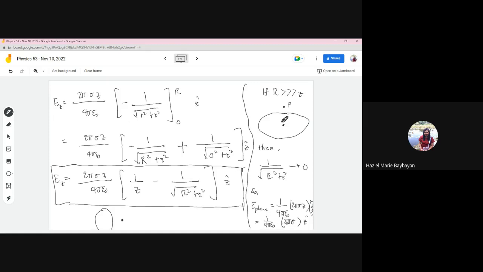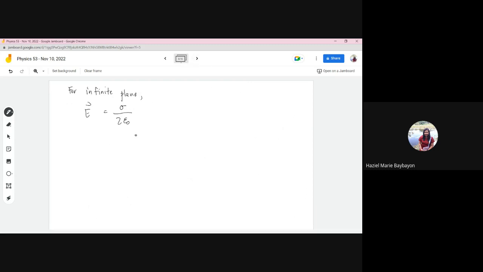So mag-cancel out ni si 2 pi sa ubos, ang mahabilin kay sigma over 2 epsilon naught. Okay? So again, z hat siya kung ingon ato ang orientation sa imong plane, but if nagtakilid siya, lahi ang iyang direction. Okay? So this is for an infinite plane. So very simple lang kayo.